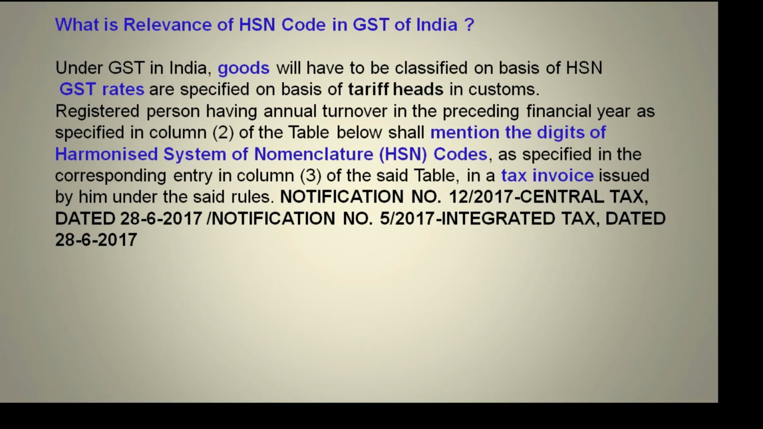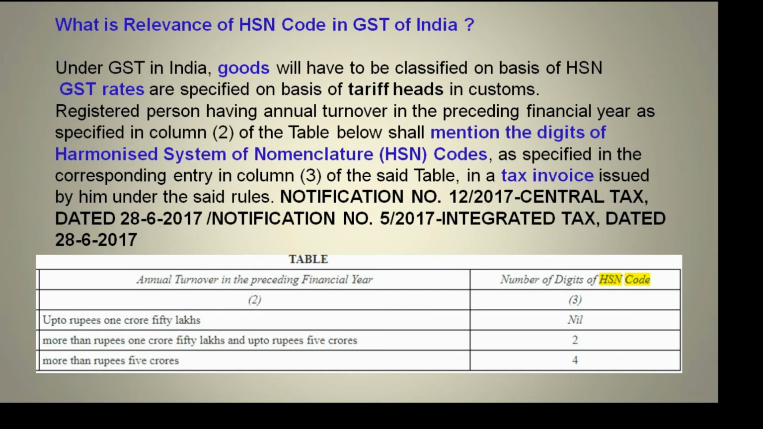Registered persons having annual turnover in the preceding financial year as specified in column 2 of the table below shall mention the digits of Harmonized System of Nomenclature, that is HSN codes, as specified in the corresponding entry in column 3 of the said table in a tax invoice issued by him under the said rules.